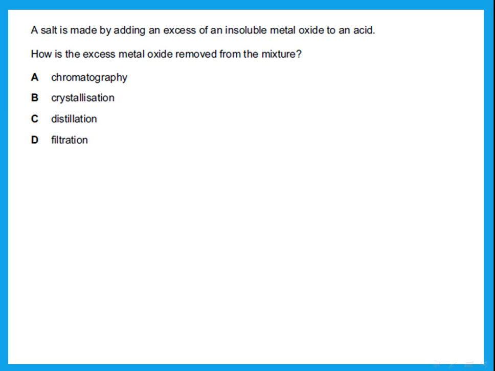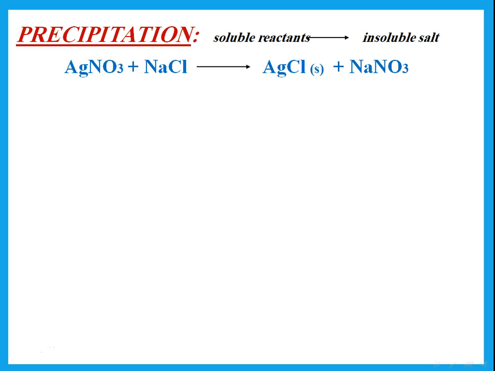Okay? Okay, let's try this question. A salt is made by adding an excess of an insoluble metal oxide to an acid. How is the excess metal oxide removed from the mixture? How did we remove the excess solid? By filtration, right? Okay, another method is precipitation.